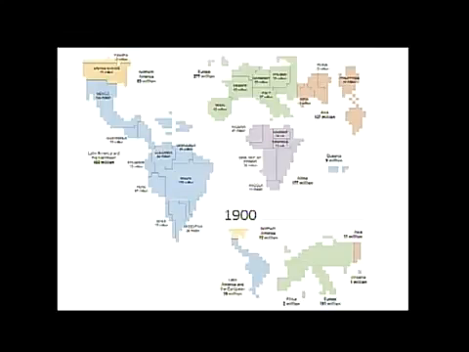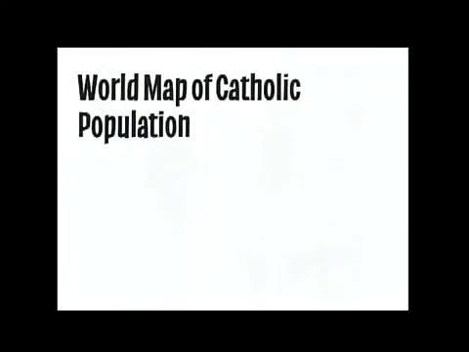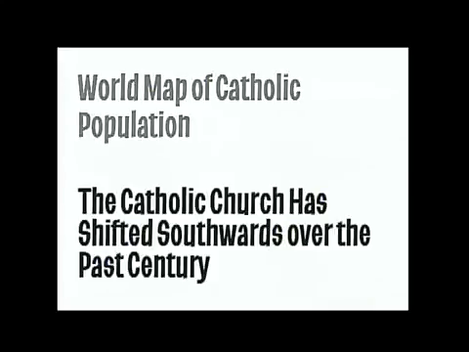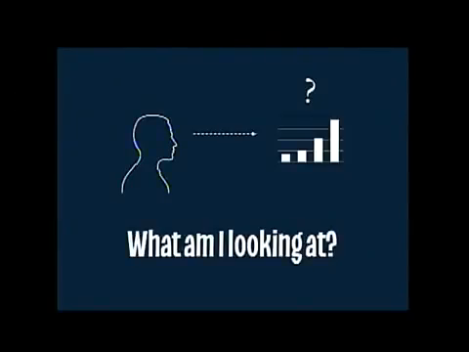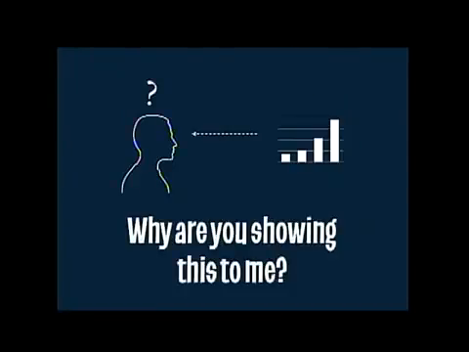What's interesting about this example is the title each of the publishers picked. The Guardian went for the title World Map of Catholic Population, and it answers only one of two important questions that everyone has. The New York Times picked a different title: The Catholic Church Has Shifted Southwards Over the Past Century. The two questions that every reader has when looking at a graphic: the first is, what am I looking at? In this case, a world map of the Catholic Church is the answer, or if you have a chart of unemployment rates, that is the answer. But the second question, which is equally important, is why are you showing this to me? Why should I care about the graphic? What has this to do with me? So you should always try to answer the second question in the title as well.